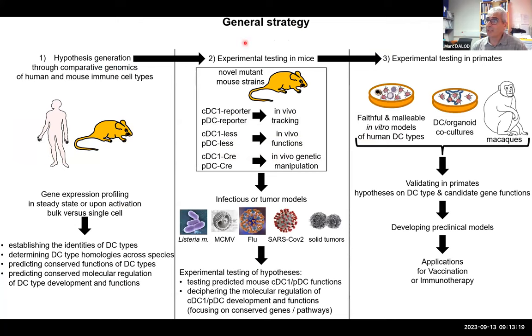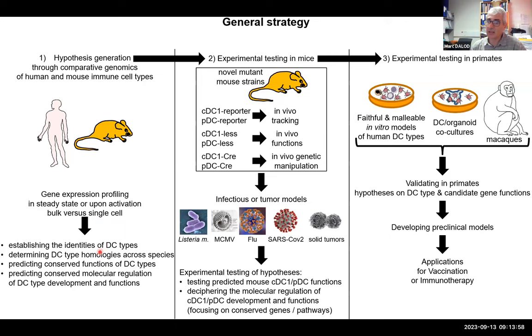So in my lab for many years now, we have developed the following strategy built on that, which is to generate hypotheses on dendritic cells based on comparing their gene expression program between the human and the mouse. Initially, we did that at steady state and then under activation conditions, initially by microarray on bulk population, then by RNA-seq on bulk population, and more recently by single cell RNA sequencing. And this is helping us to establish the identity of DC types, to determine the homology between DC types across species, especially between human and mouse, to predict conserved function of DC types and to predict their molecular regulation.